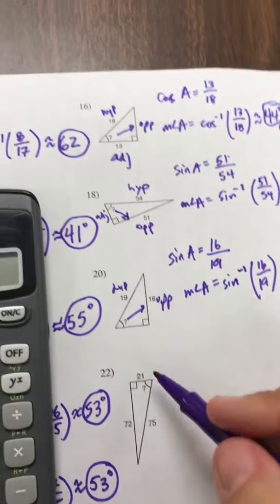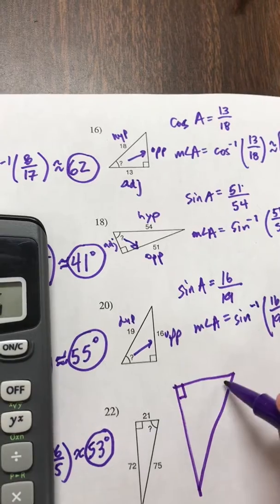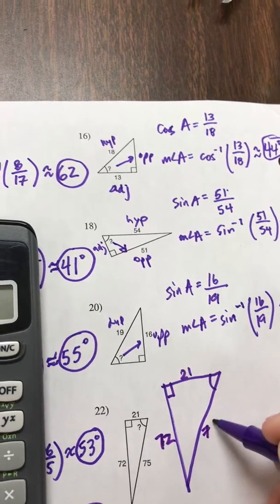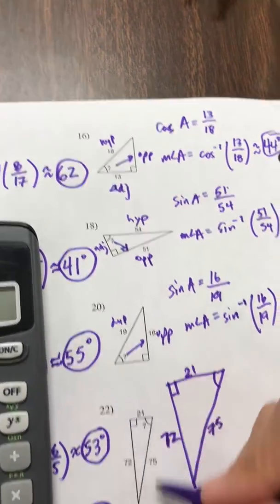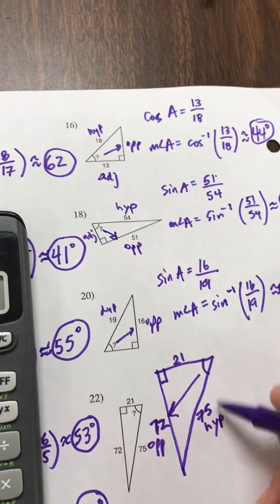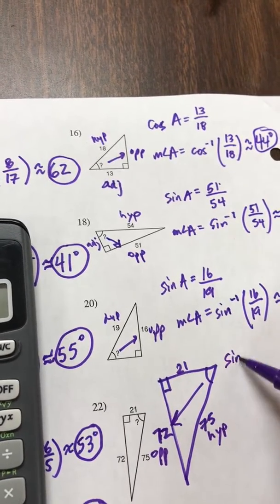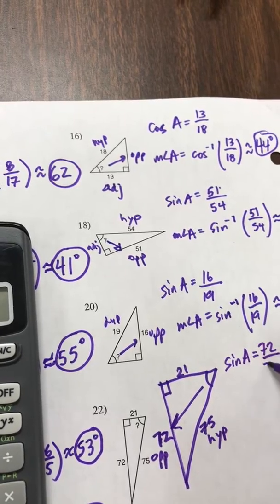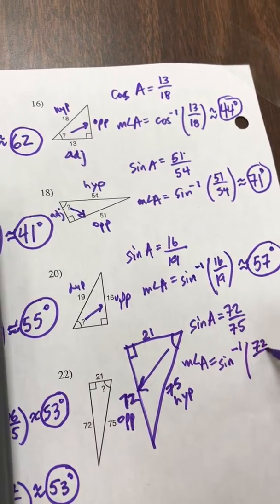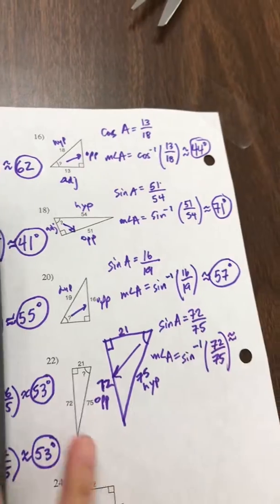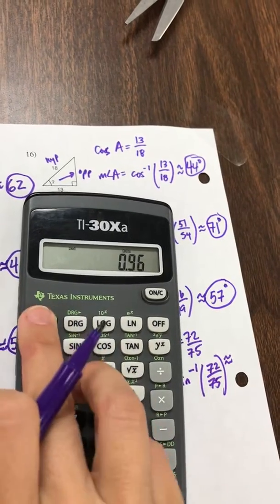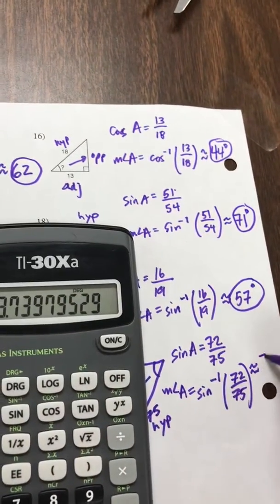All right, again, it gets a little squishy, so don't be afraid to redraw this triangle. This is the angle we're solving for. This length is 21, this length is 72, and the hypotenuse is 75. So I can use any of the trig functions. I tend to just use sine. Opposite, this would be my hypotenuse. The biggest number is my hypotenuse. So the sine of this angle would be opposite 72 over the hypotenuse 75. So the measure of angle A would be the inverse sine of 72 over 75, rounded to the nearest degree. 74 degrees.